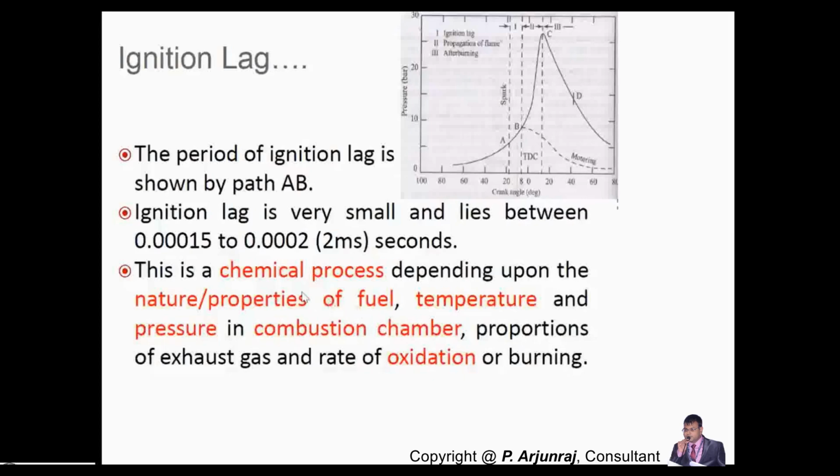You see here, the chemical process basically depends on the properties and nature of the fuel, and on the temperature and pressure in the combustion chamber. The combustion chamber pressure rate also depends upon the flame speed and the burning rate, and accordingly the design of the combustion chamber will have an impact on determining the ignition lag for your engine. Again, the proportion of exhaust gas and the rate of oxidation all have an overall effect on the ignition lag.